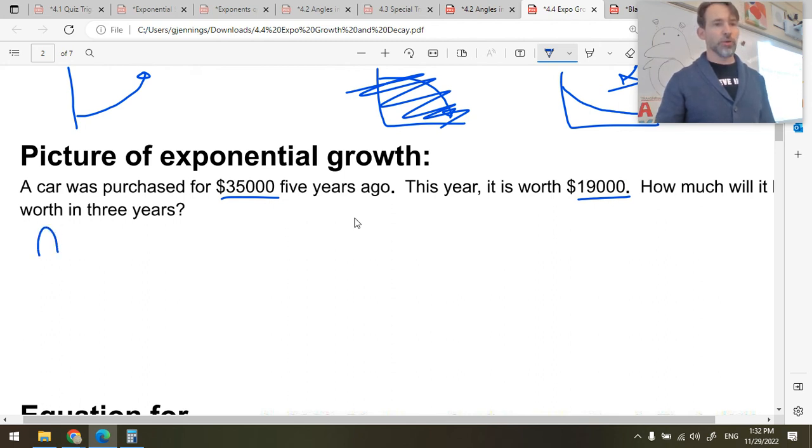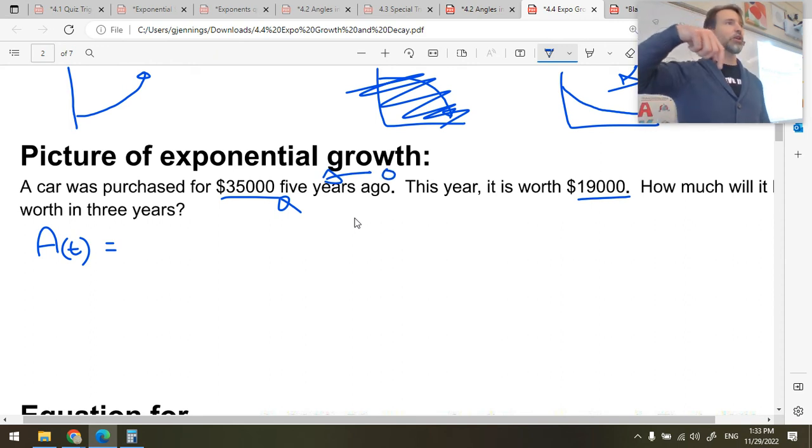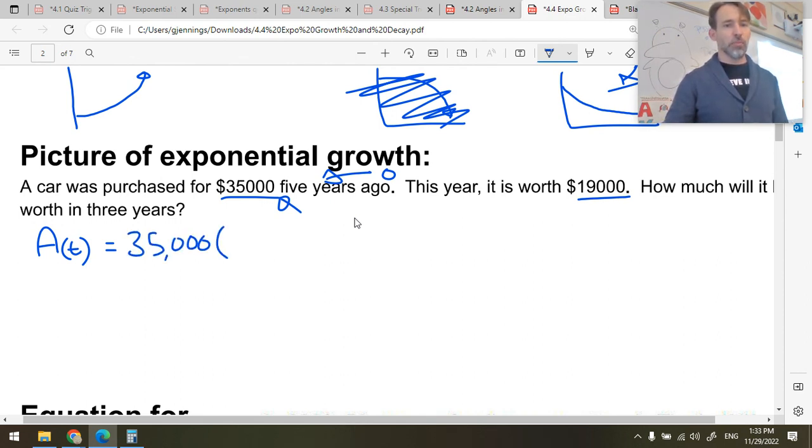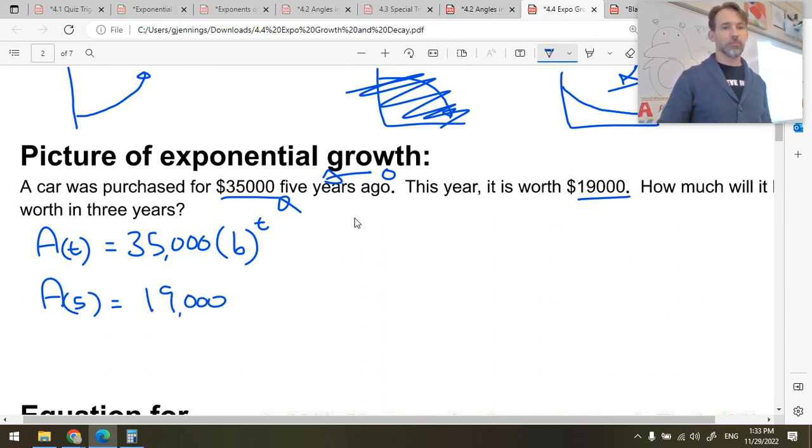Okay, so the amount that this car is worth is a function of time, and it's exponential. It's equal to the initial amount. We'll call this year 0, 5 years ago. That means this year is year 5. Okay, so A of t is equal to the initial amount, $35,000, multiplied by the growth factor b raised to the power t. We don't know the b yet, but we do know that A at 5, like 5 years after we purchased the car, meaning today, it's worth 19,000. So let's use this to solve for b.